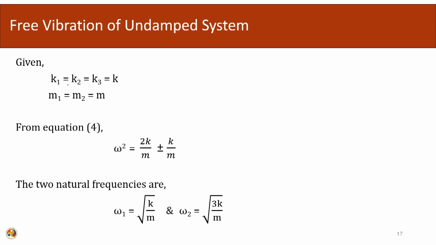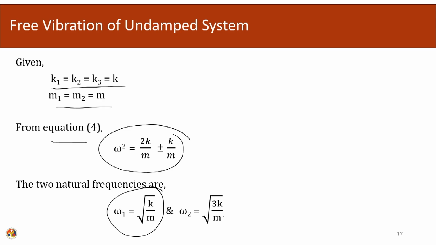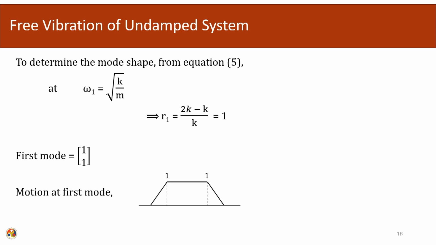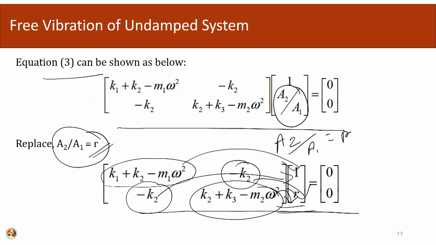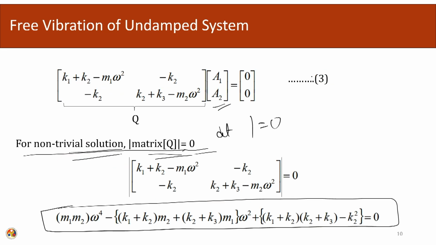So, we have been given all k equals k and all m equals m. From equation 4, the equation we derived earlier, the value of omega square equals this much. So, the two natural frequencies are omega 1 equals root over k over m and omega 2 equals root over 3k over m. Now, we need to determine the mode shape also. In order to determine the mode shape, we need to put everything back into this equation.